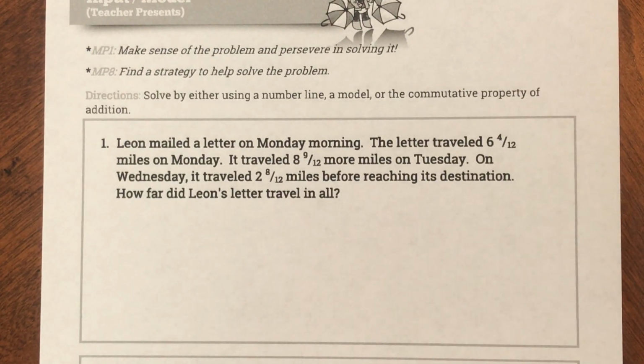Here's my first problem, and it says, Leon mailed a letter on Monday morning. The letter traveled 6 4/12 miles on Monday. It traveled 8 9/12 more miles on Tuesday. On Wednesday, it traveled 2 8/12 miles before reaching its destination. How far did Leon's letter travel in all?